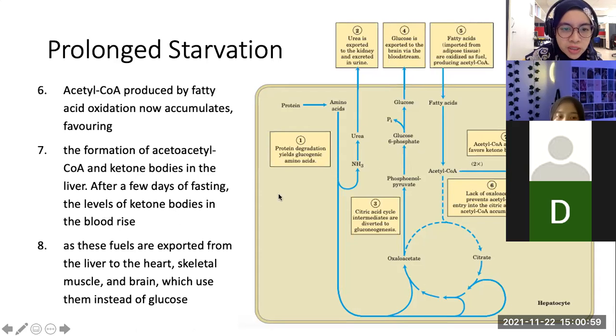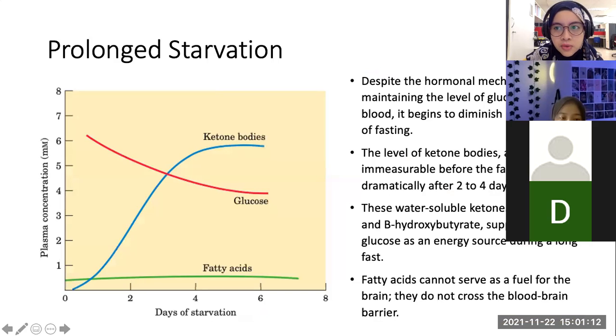Okay, so these ketone bodies are then exported to, for example, heart and brain, which use them instead of glucose. So this is how the changes of each source of energy happen in our body during prolonged starvation. Despite the hormonal mechanisms for maintaining the level of glucose, it will begin to diminish after 2 days of fasting. So after 2 days of fasting, we have entered prolonged starvation.